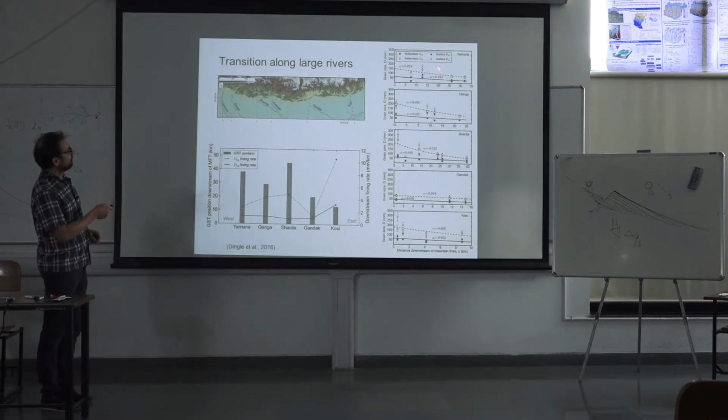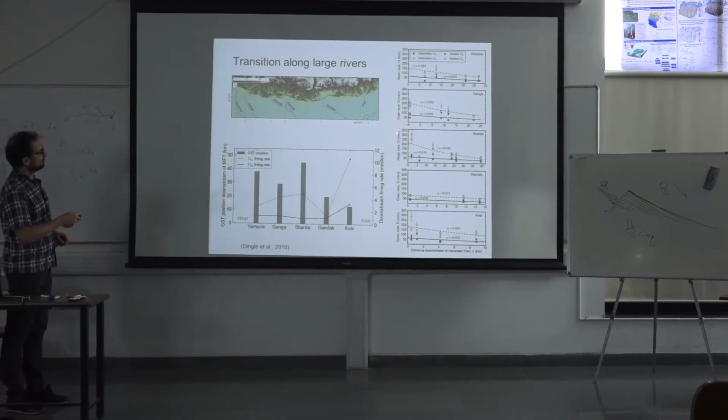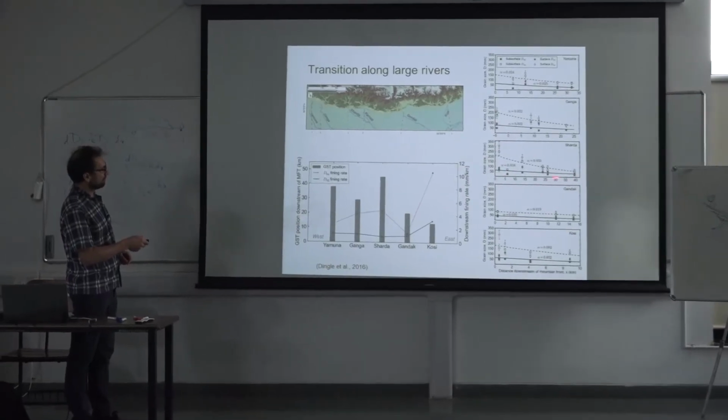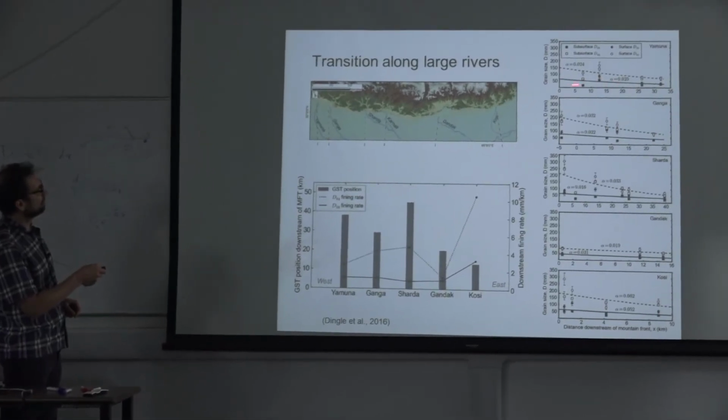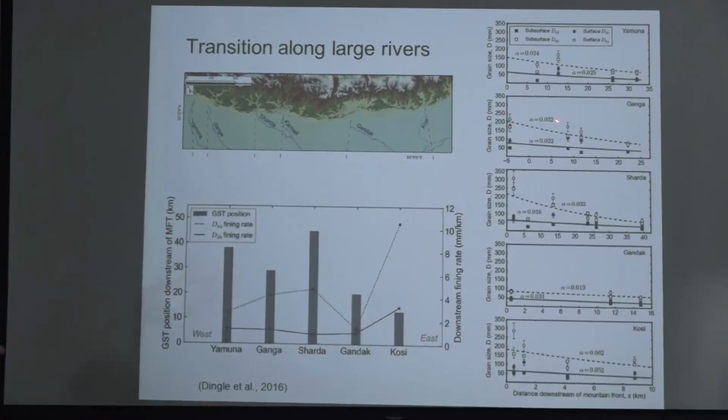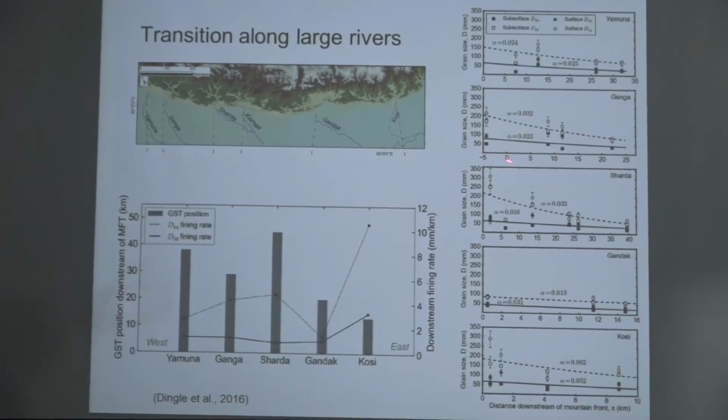So in this paper, they also documented, between the mountain front and the gravel-sand transition, some decrease of the D50 in black and D90 in white. There is a slight size reduction downstream, and then again, it's not shown on the graph, some drop at the gravel-sand transition that is located at 40 to 10 kilometers from the front.